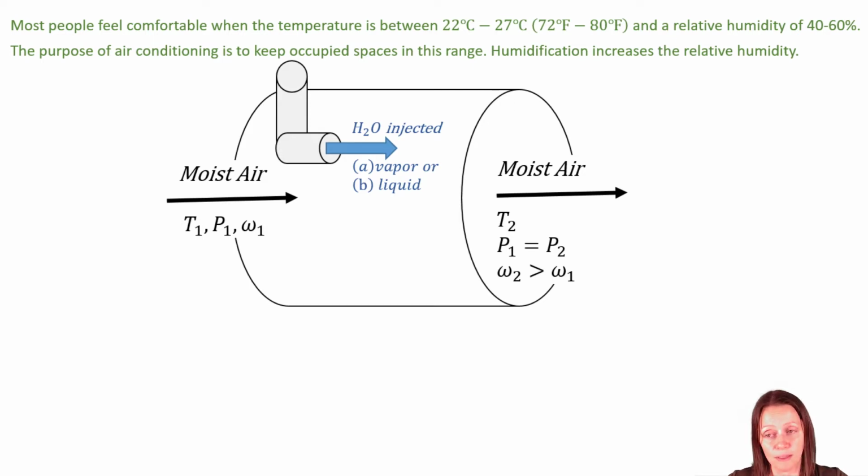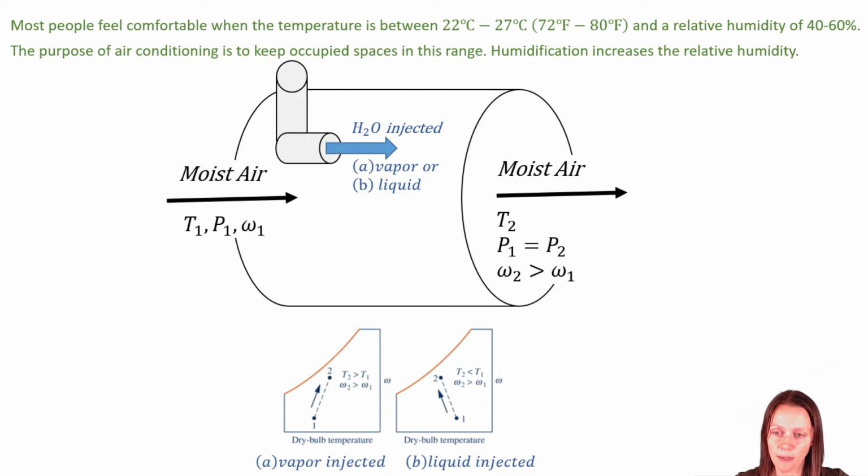And there are different methods of doing that. Here I've just shown we're injecting it in. So we're spraying either a superheated vapor or a liquid into that moist air as it flows through the ductwork. And depending on whether you're injecting a high temperature steam or a liquid, that's going to affect what's going on with your temperature.